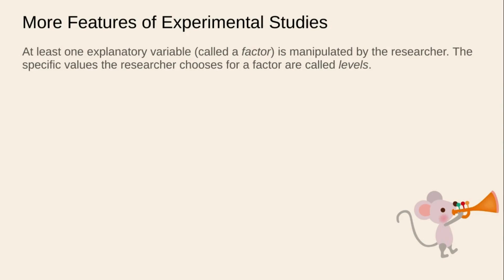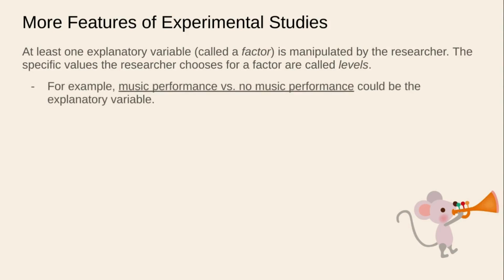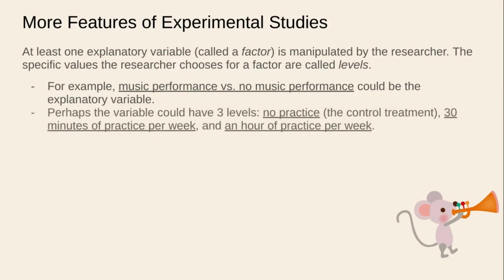All right, so right here we have a lot of vocabulary being thrown at us. For example, music performance versus no music performance is the explanatory variable. All right, that's the explanatory variable in our study. Perhaps that variable, that factor, we could say, the factor of music performance versus no music performance, could have three levels, three possible values that that variable could assume.